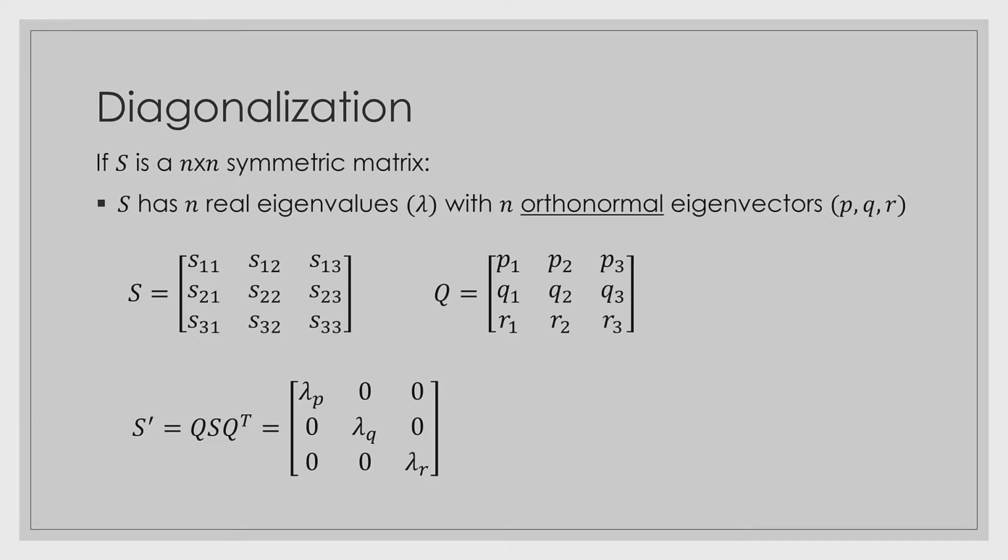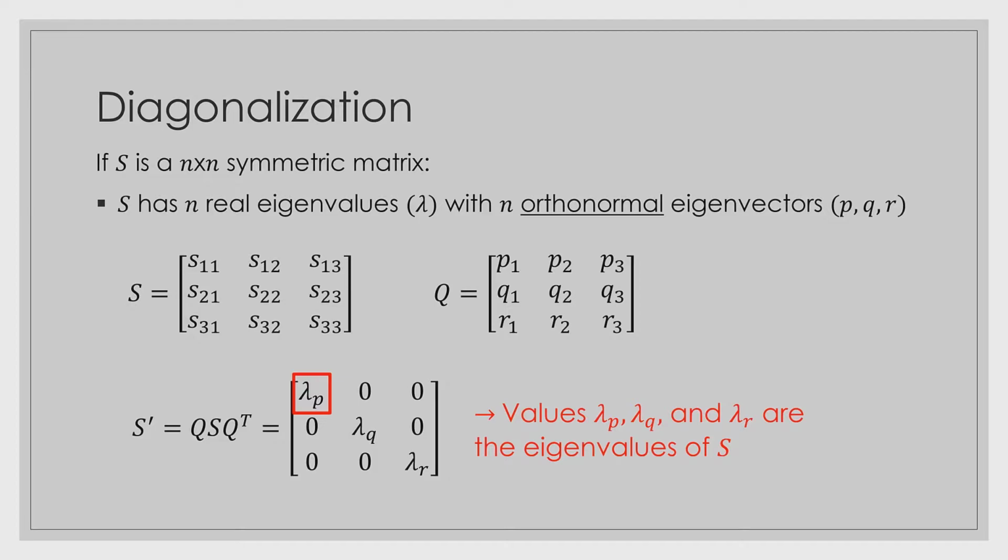So if we look at this matrix, all of the diagonals have a value, so S11, S22, S33, but the rest of the values are 0. And this matrix is very special because all of those diagonal components are the eigenvalues of S. So in this case, that first one, lambda P, would be the eigenvalue corresponding to the eigenvector of P.